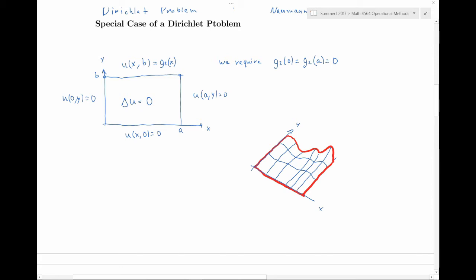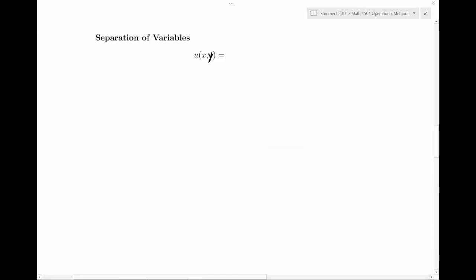Think about an elastic membrane that we keep in this kind of a shape. That looks like a plausible shape that this membrane would assume. Let's assume that u of x,y is a summation of building block functions, each depending on x and y, with u_n of x,y being the product of X of x times Y of y.